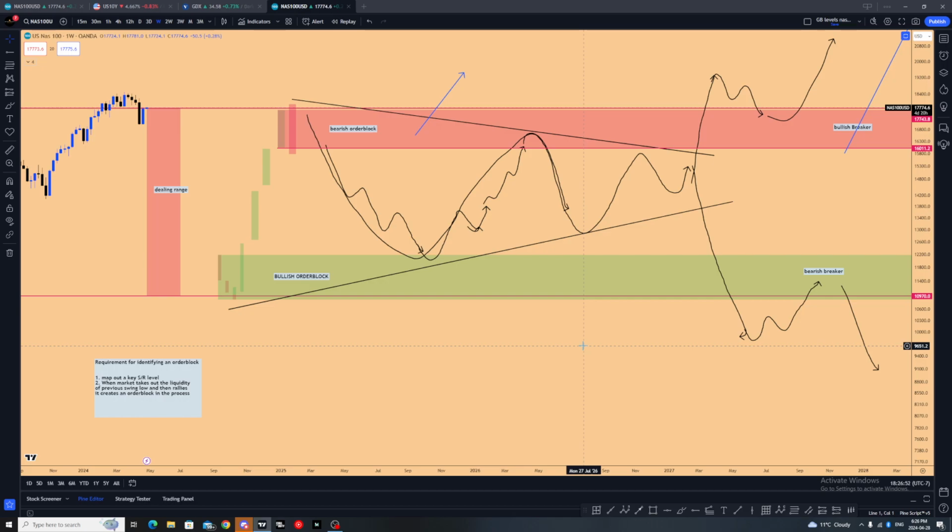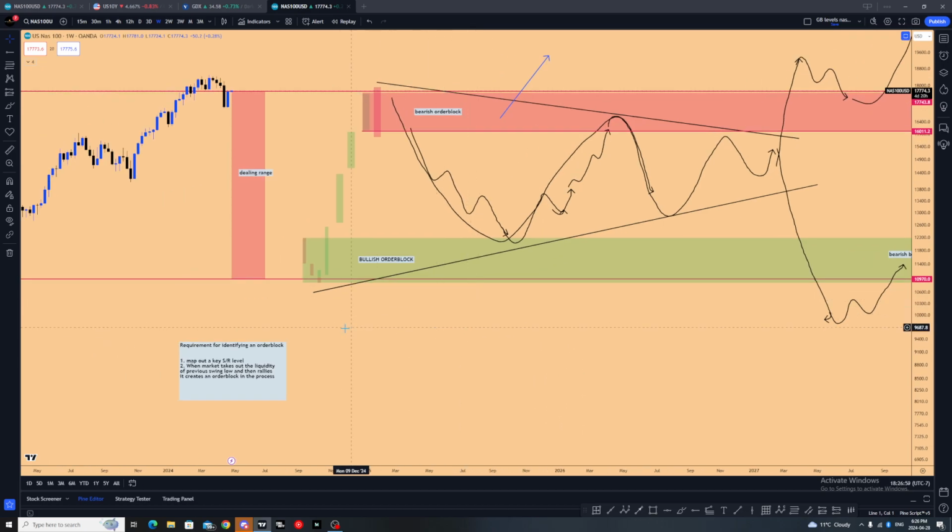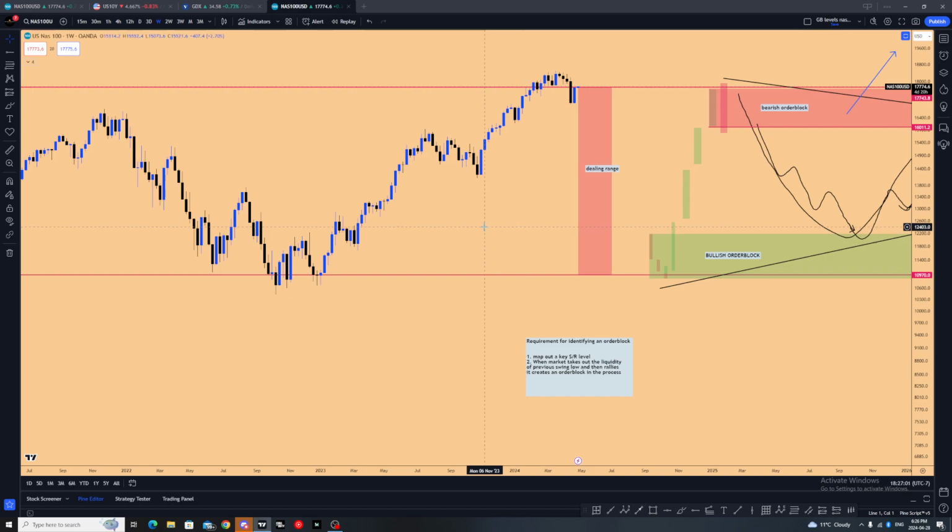And the most important part is there needs to be an SR level where this is happening. Otherwise, this whole thing is pointless. It needs to be happening from an SR level.